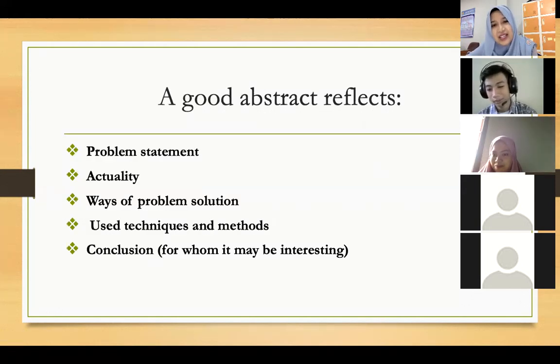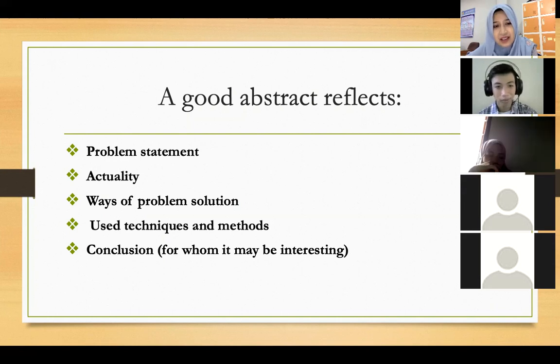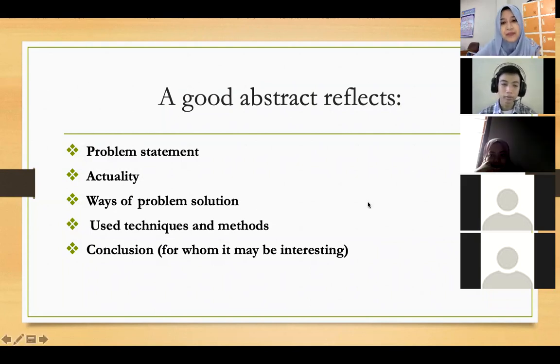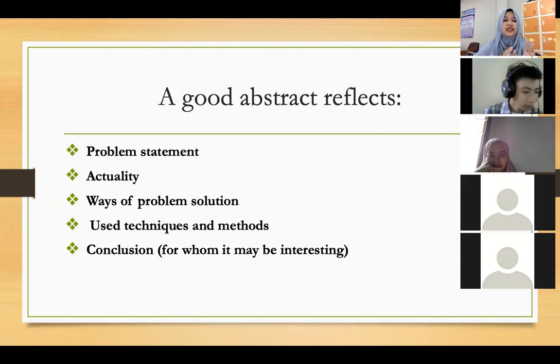So what makes an abstract a good abstract? It has to have the problem statement. It must be actual. And it indicates that the study offers a way of solving the problem. The method is clear, and what is the conclusion? What is the finding from that paper? So the whole ingredients, just like a movie trailer, right?